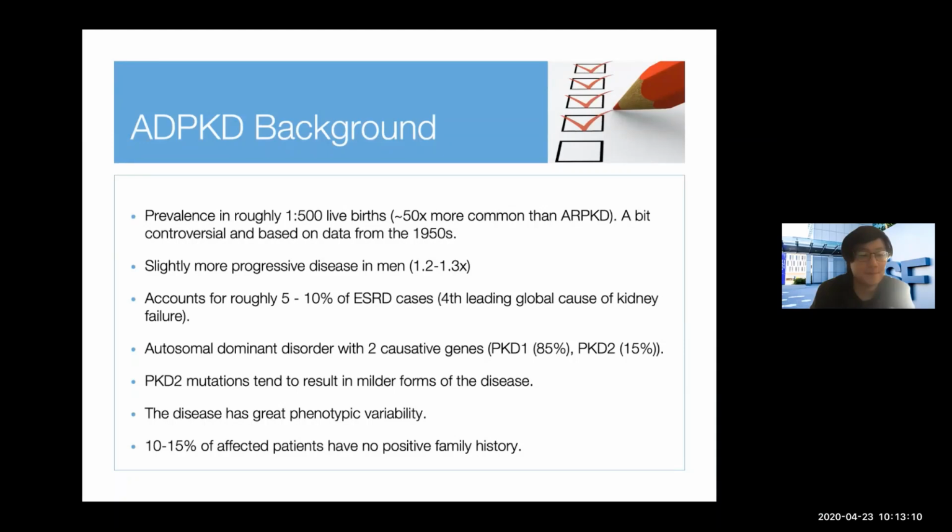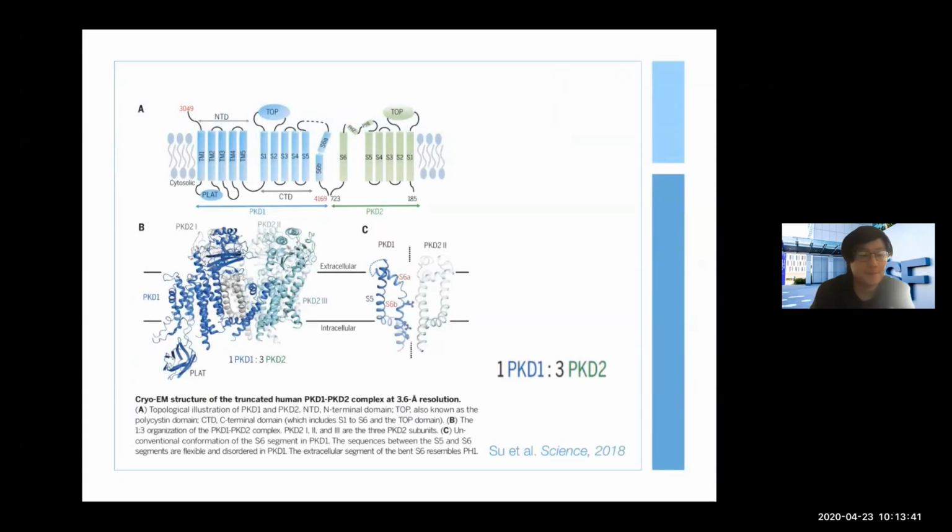It's an autosomal dominant disorder with 2 causative genes, PKD1 and PKD2, and PKD1 accounts for about 85% of the cases that we know about. Those with PKD2 mutations generally have a milder form of the disease. One of the real hallmarks of polycystic kidney disease is its great phenotypic variability, and we'll touch a little bit on that further on. Also, about 10 to 15% of patients have no positive family history and probably represent new mutations.